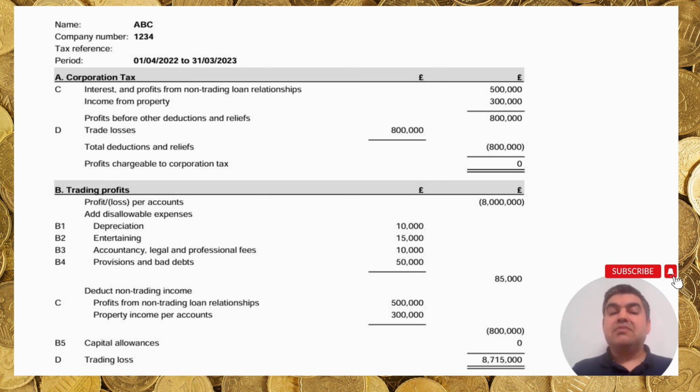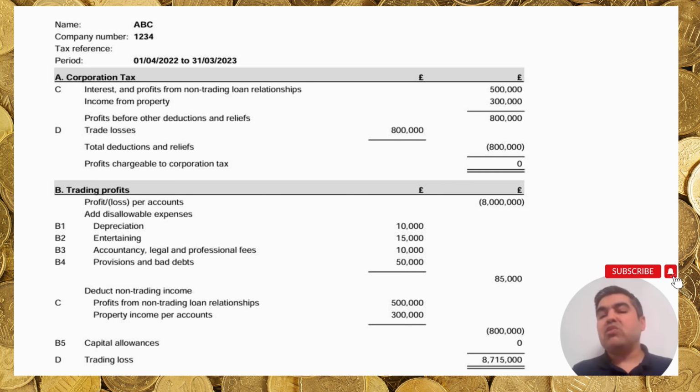And then they have profit from non-trading loan relationships, which is interest income. So you need to deduct that one. And then obviously property income per account. They have a property income of 300,000. So you need to add back disallowed expenses and deduct those incomes which will be taxed under a different schedule.